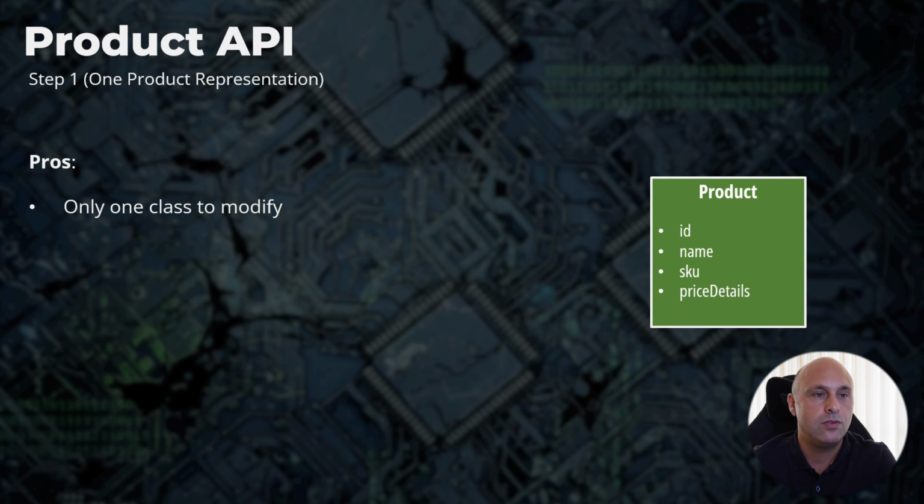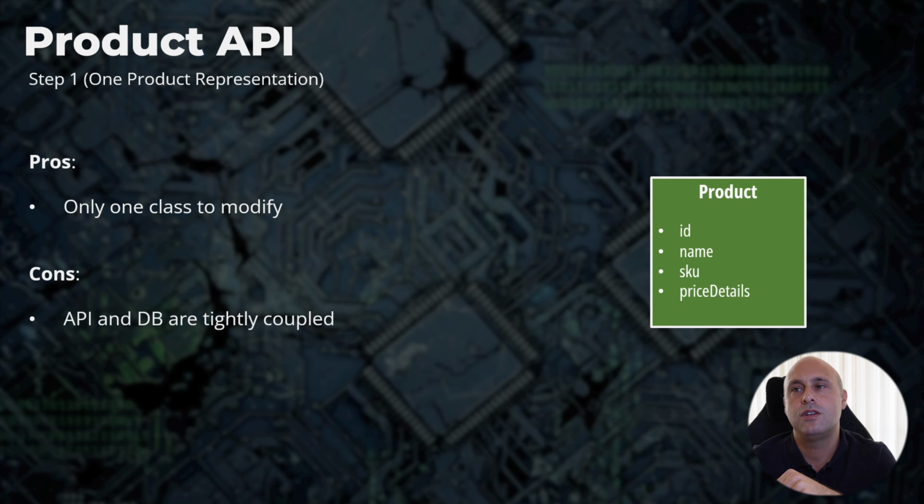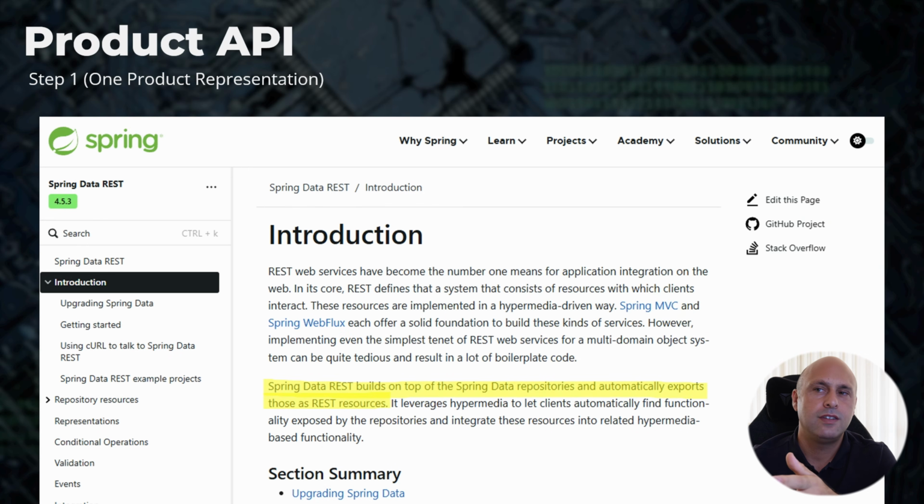The advantage is that we only modify one class whenever we deal with the product. Maybe we need to add a new field. And the disadvantage is that the API and database are tightly coupled. Now, this is a perfectly valid approach. In fact, if you use Java and Spring, you could achieve this using this Spring Data REST library. It will do everything for you.